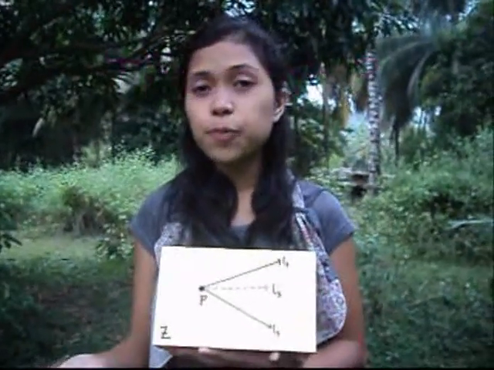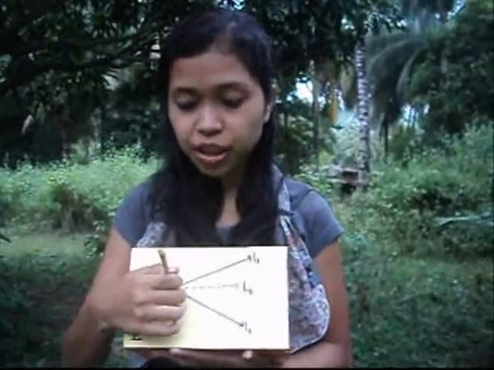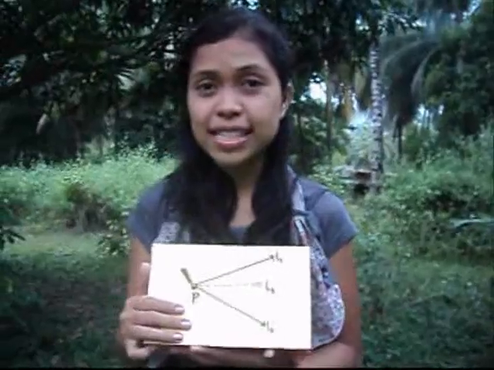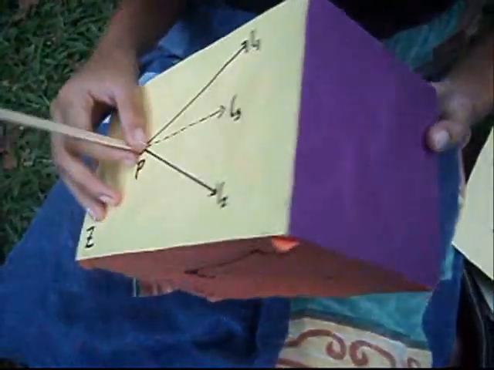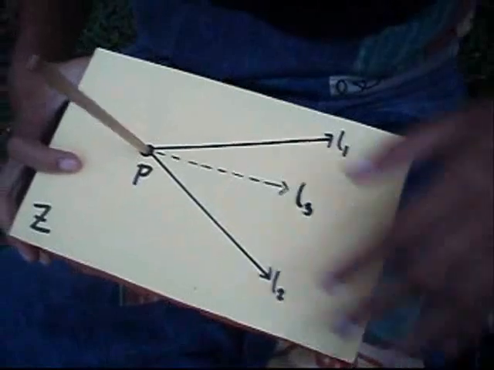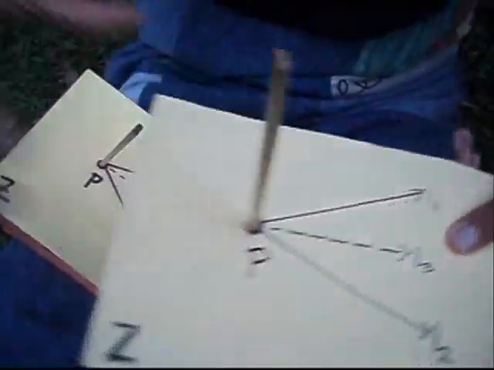Theorem 3. If a line is perpendicular to each of two lines at their point of intersection, then it is perpendicular to the plane of these lines. We will be using this rectangular prism to prove our Theorem 3, but to have a closer look, we will use another plane to represent this side of the rectangular prism.